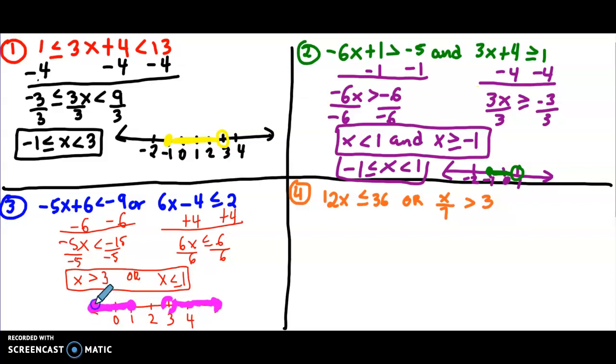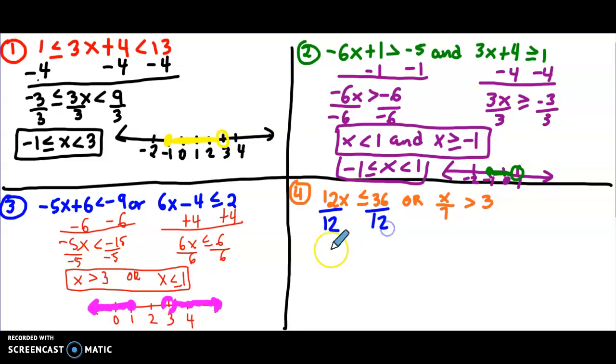So you can clearly see a big difference between an AND and an OR problem. With an AND problem, the shading is between the circles. With an OR problem, a normal OR problem, the shading is outside. You can have very few weird cases, but for the most part, this is what you're looking for. Number 4 is another OR problem. So let me get started.